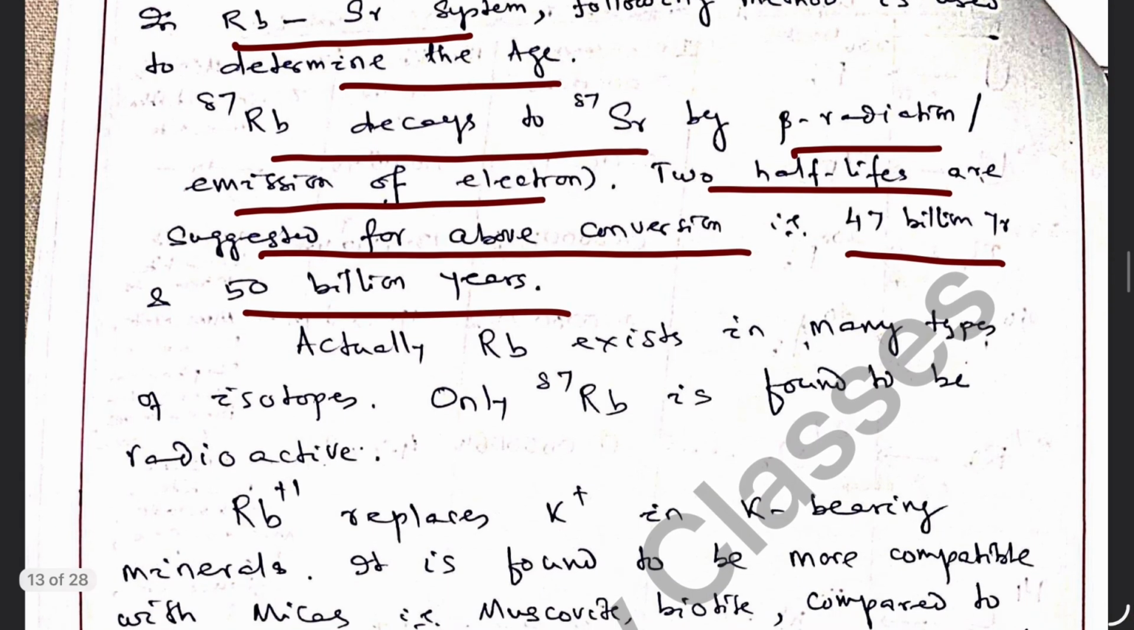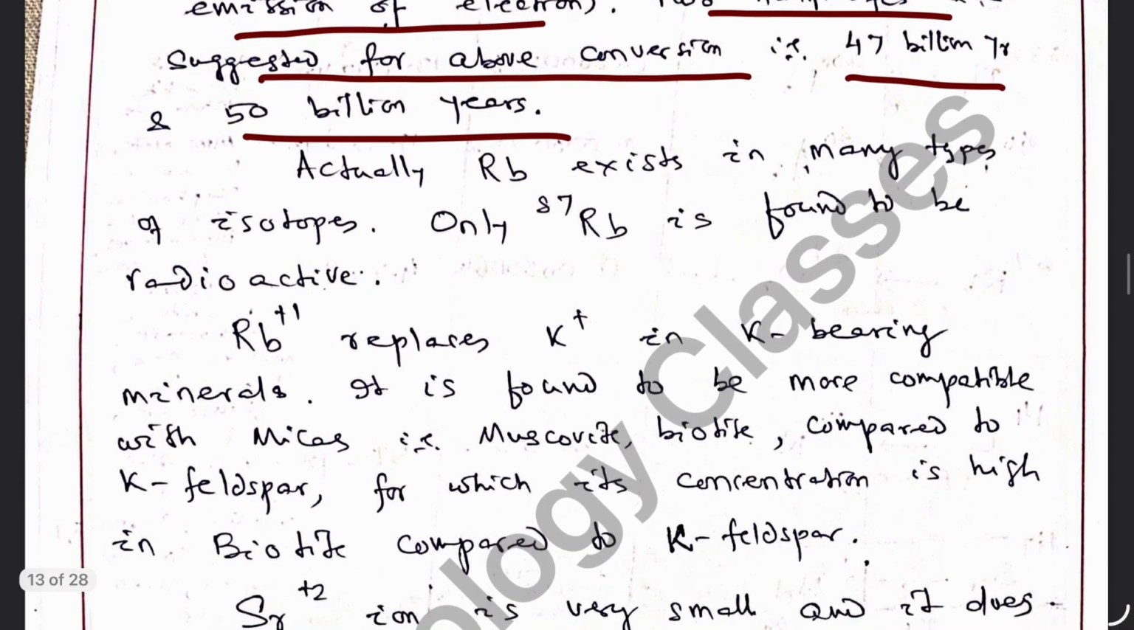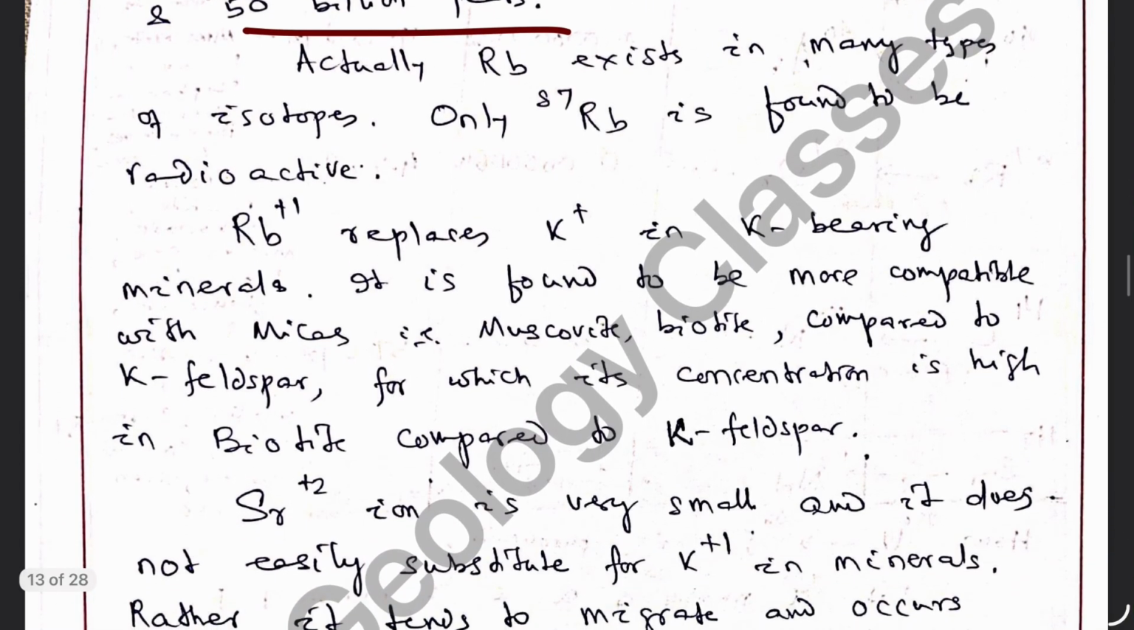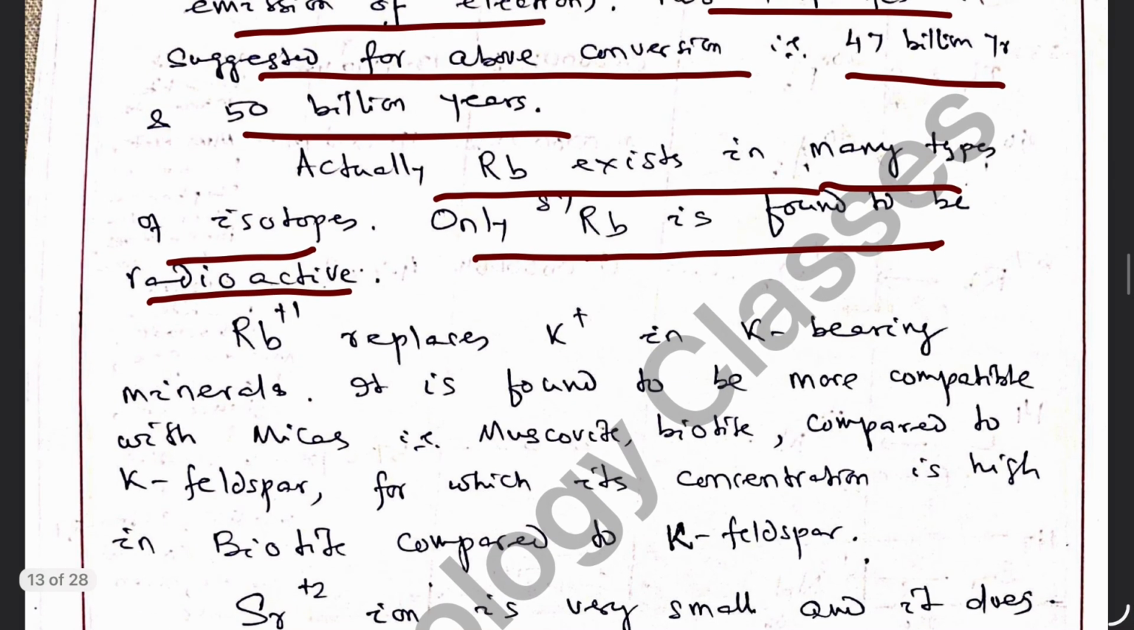So rubidium-87 converts to strontium-87 either in 47 billion years or in 50 billion years. Actually, rubidium exists in many types of isotopes, such as rubidium-80, but only rubidium-87 is found to be radioactive.